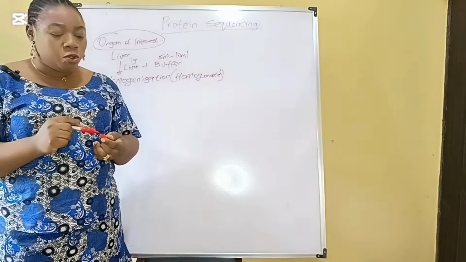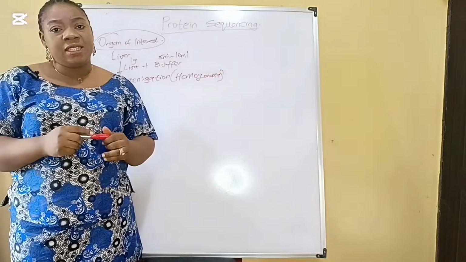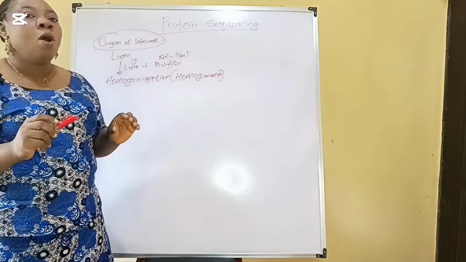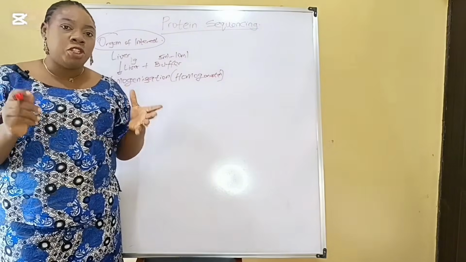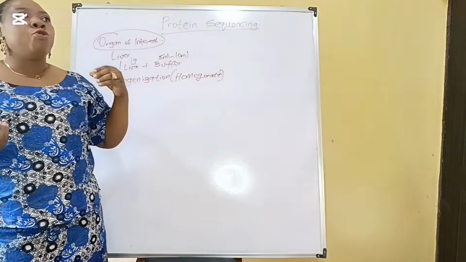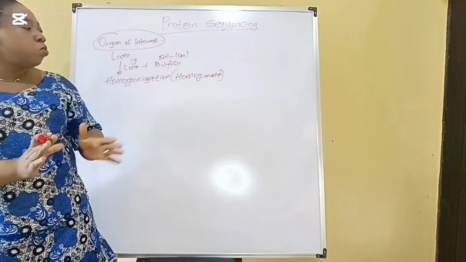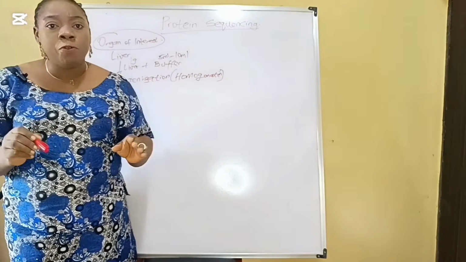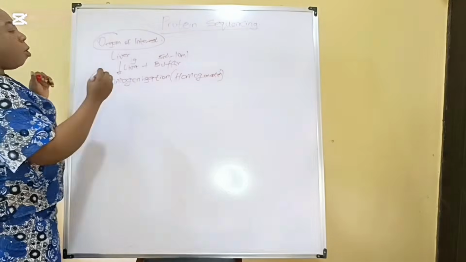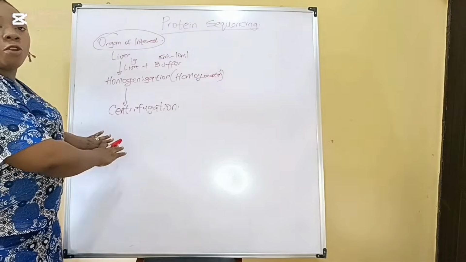Next thing we are going to do to our homogenate is that we would now centrifuge the homogenate. It's like you have a mixture of something you want to separate. So that is what centrifugation will do for us. So from homogenization, we move on to centrifugation.